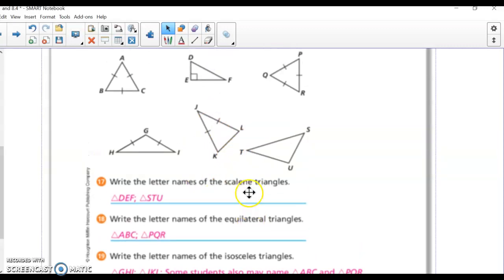Technically, though, you could say ABC and PQR, and you would be right, because not only does it have 2 equal sides, it's got all 3. But usually we say that's going to be equilateral, but you would be right if you said it's also isosceles.